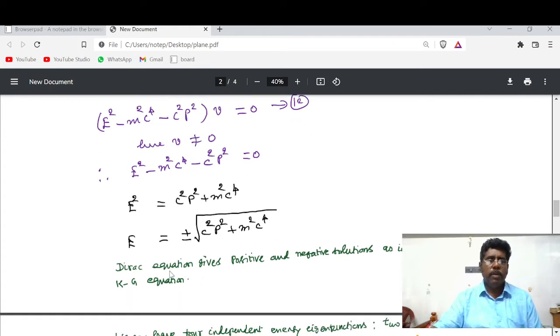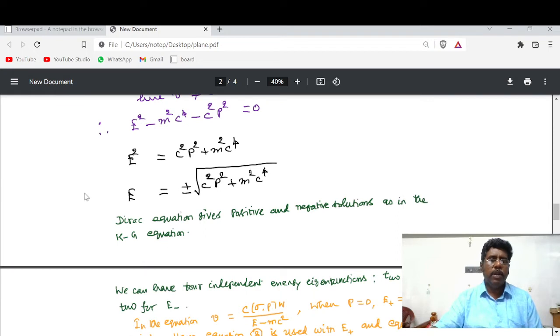We can say the Dirac equation gives positive and negative solutions, as in the case of the Klein-Gordon equation. Now we have the energy eigenvalues. Energy eigenvalues can have both positive and negative values. Now we have to develop the eigenfunctions. We can have 4 eigenfunctions, 2 eigenfunctions corresponding to the positive energy state and the other 2 corresponding to the negative energy state. For E plus and E minus, we can have in total 4 solutions.